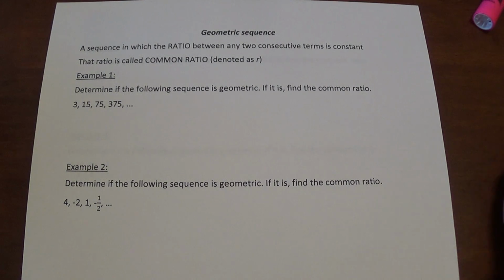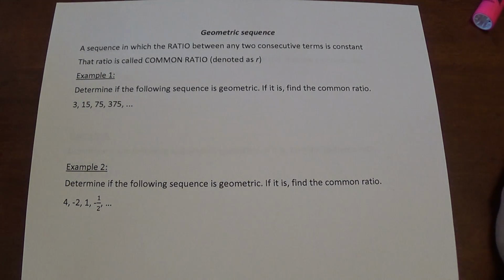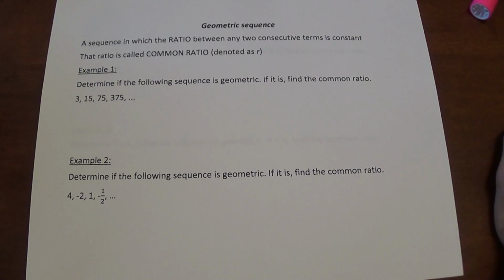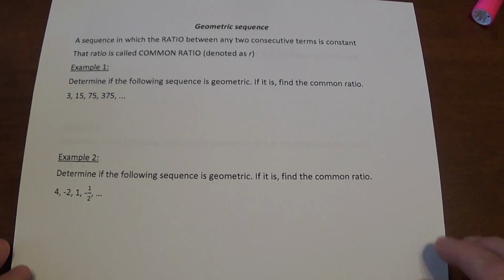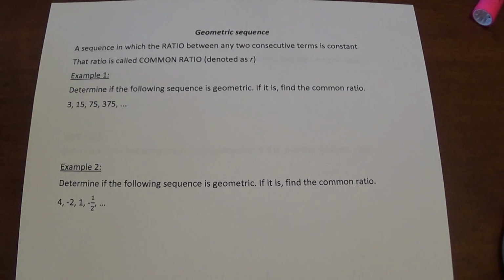Hi, today's lesson is going to be dedicated to geometric sequences. A geometric sequence is a sequence in which the ratio between two consecutive terms is going to stay constant. And we call that ratio the common ratio. And we usually denote it as R.